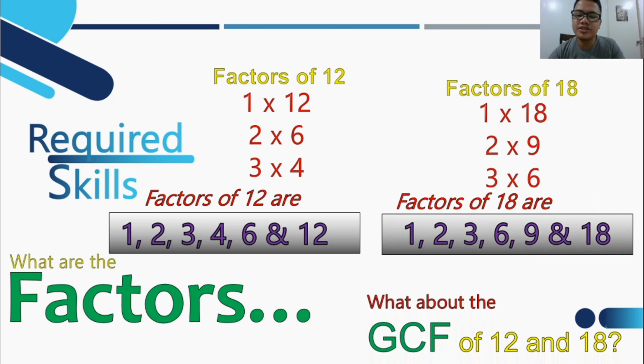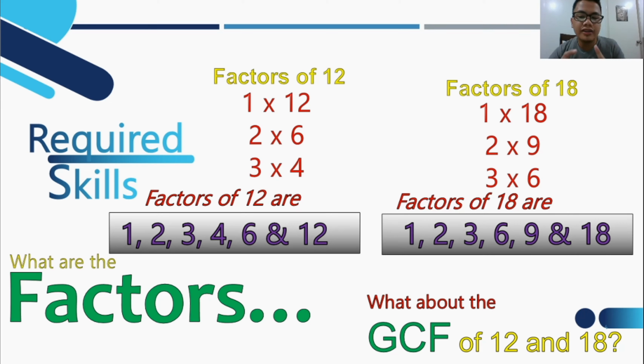Sir, what about the GCF of 12 and 18? By the name itself, greatest common factor. So first, let's identify the common factors of 12 and 18. We have to look for common factors from those numbers. How many common factors do you see?